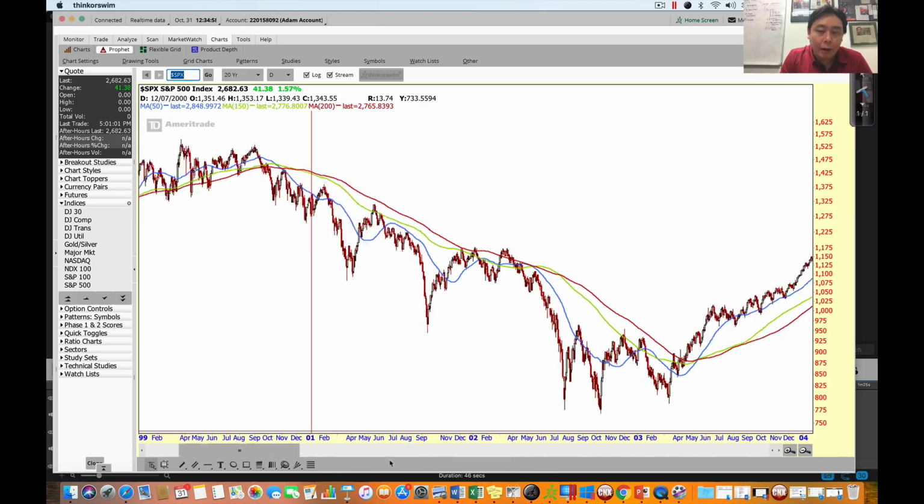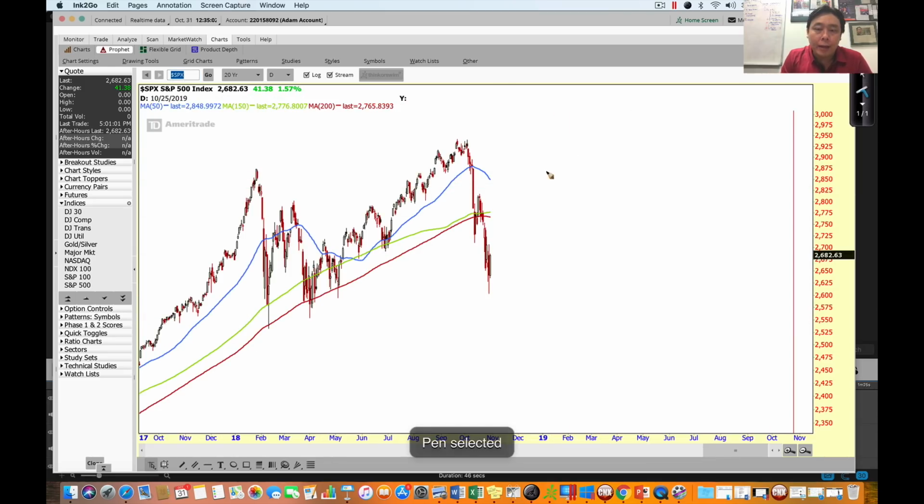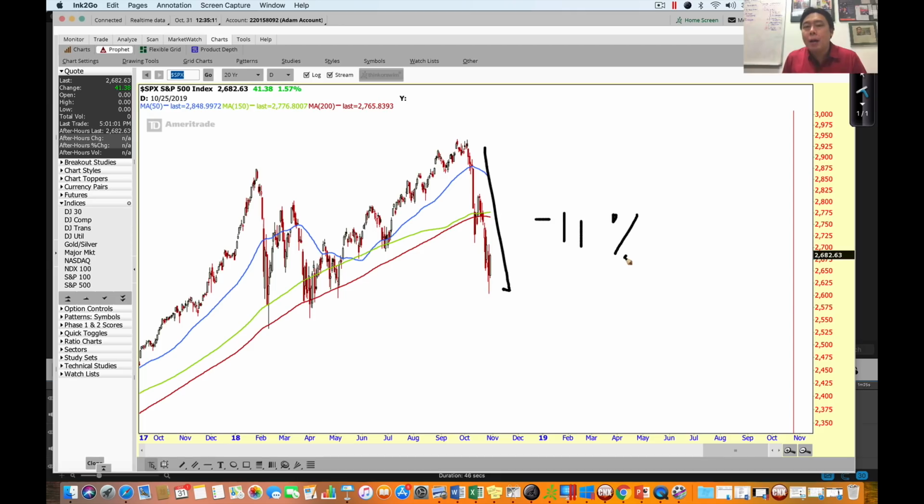What we're seeing right now is the potential of a bear market taking place. So again, how far is it going to go? So far, the market's down 11%. If it's a baby bear market, we'll see another 10% down. If it's a major bear market, potentially another 40 to 50% down.